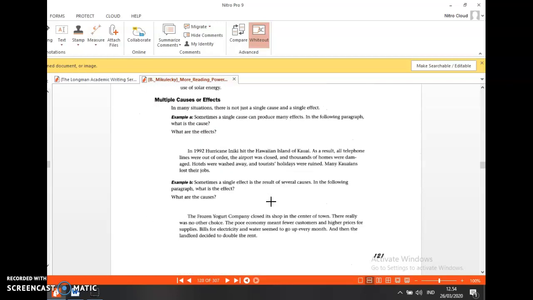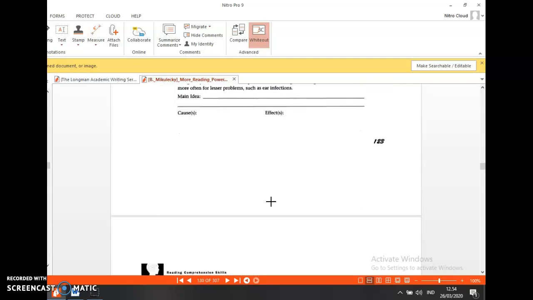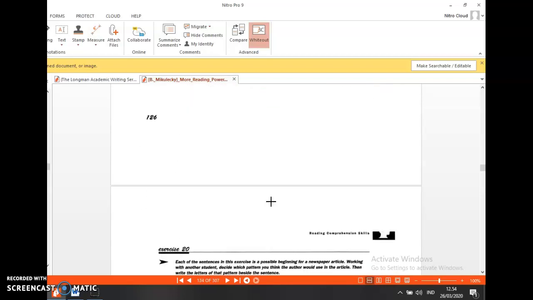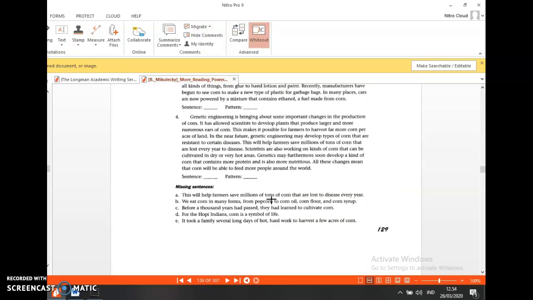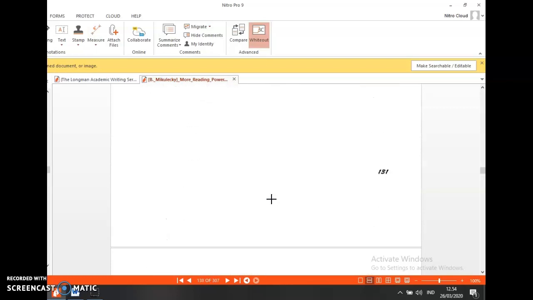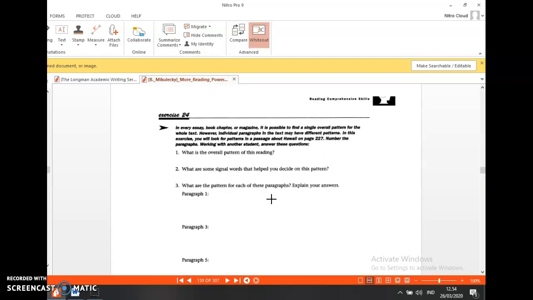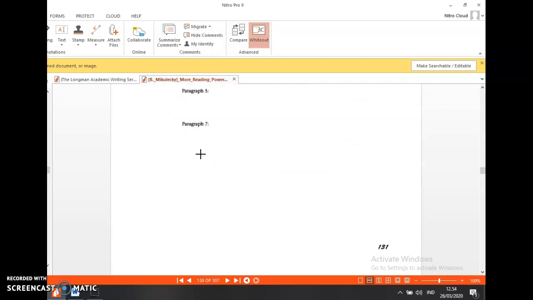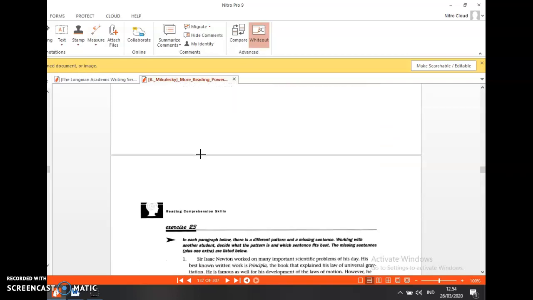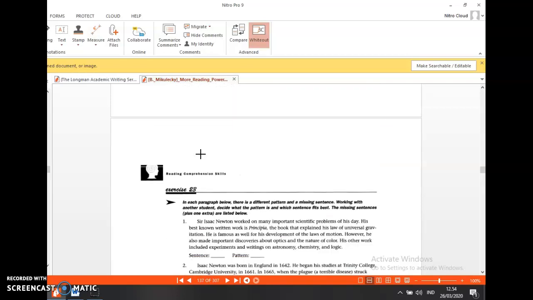Do the exercises until the end, except for exercise 24, do not do it. So just do the exercises from exercise 1 until exercise 23.